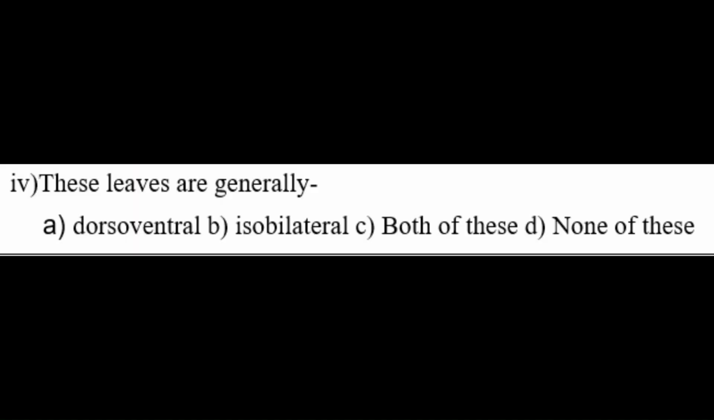The fourth part of the question, these leaves are generally option A dorsoventral, option B isobilateral, option C both of these, and option D none of these. The answer is isobilateral because you can see the stomata is found on both adaxial epidermis and abaxial also.